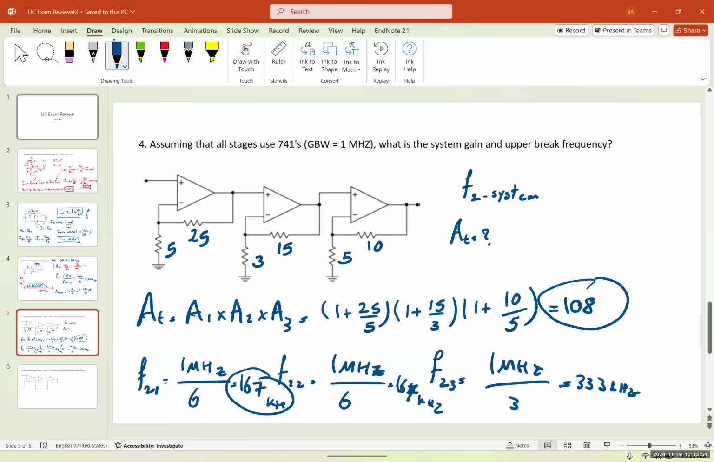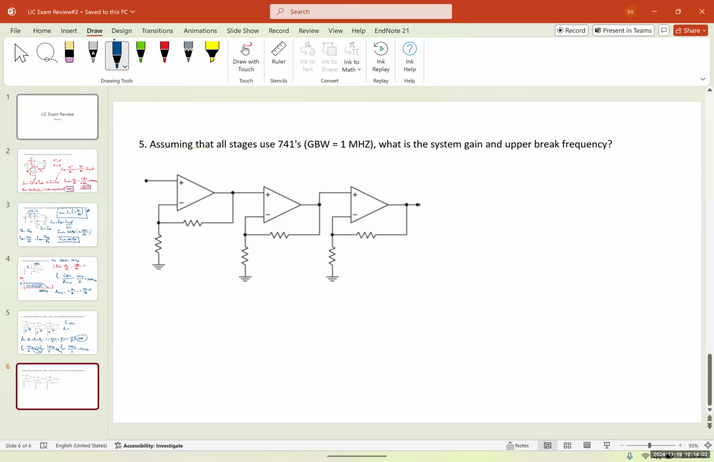I don't have time to solve another. Let me see. What time is it? 10:30. We have time to solve another quick one. So for this one, imagine this is 10, 2, 15, 3, 24. Same question, but different numbers. We want to find again the upper cutoff frequency and also the total gain.